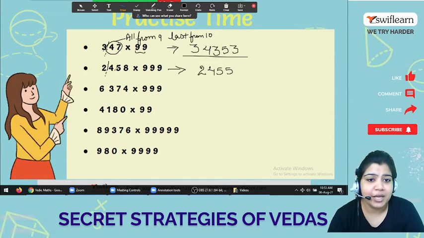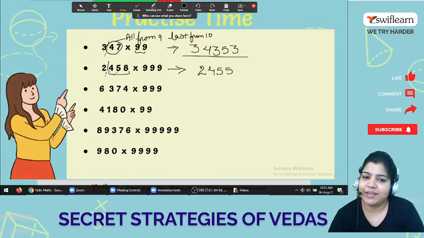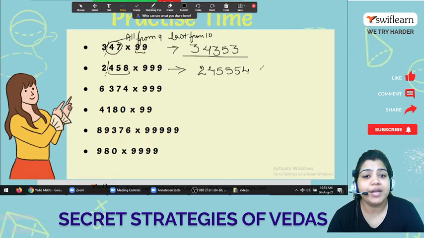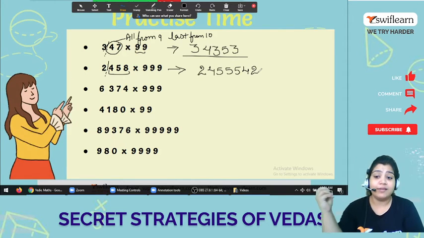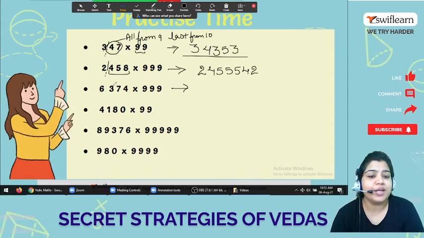And for the second part, meaning for the RHS, we are going to apply all from 9, last from 10. So 9 minus 4 is 5, 9 minus 5 is 4 and 10 minus 8 is 2. And see, this is your answer. Easy, squeezy. So next question, students.